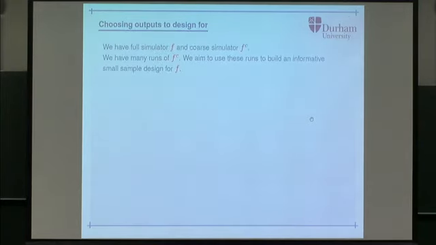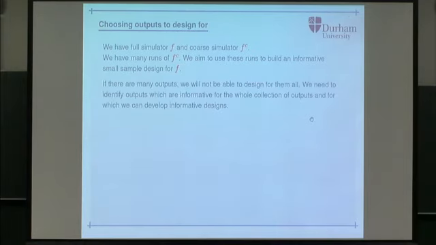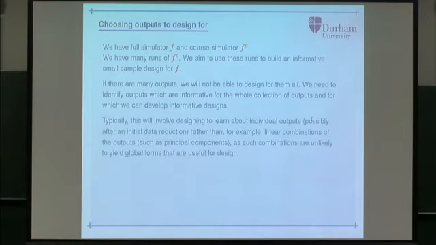Yeah? So, we have a full simulator and a coarse simulator. We have many runs of the coarse, which we want to use to build a small sample design for the fine. Now, if there are lots of outputs, like 65 or 650 or 6,000, a design for all of them is kind of a design for none of them. So we want to effectively identify a good collection of outputs to design for. Okay? So my next principle is that for small sample design, you probably want to look at individual outputs after you've done a bit of data analysis and a bit of data reduction, rather than looking at combinations of things.